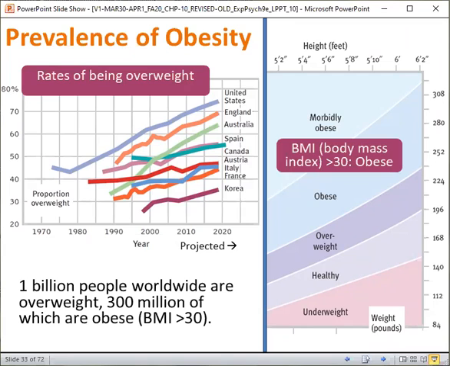The BMI, known as the body mass index, if it's over 30, that's when they classify you as being obese. 1 billion people worldwide are overweight. 300 million are obese, according to this particular research taken some time ago.